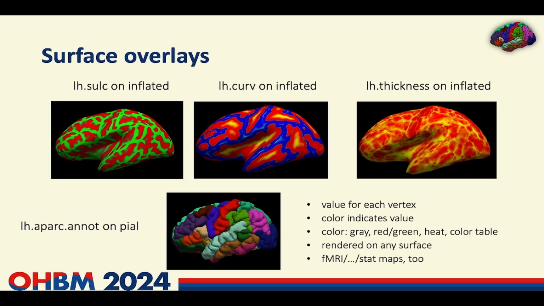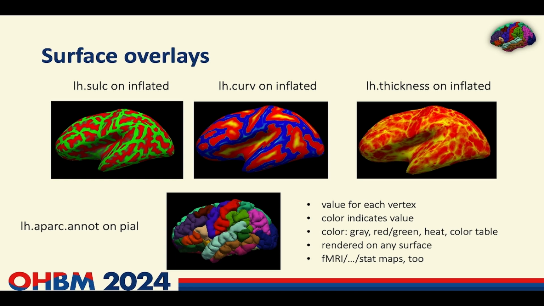As I mentioned, you can have these overlays or measures that you have just computed on any of the surfaces. Here I'm showing you on the top row everything mapped onto the inflated surface: the sulcal measure, the curvature measure, and the thickness measures, all indicated on the left hemisphere inflated surface. And the annotations here are on the pial surface on the bottom.